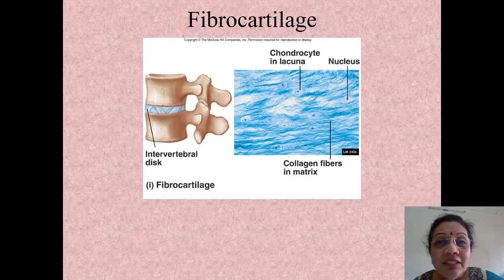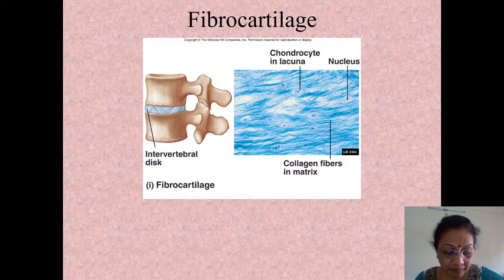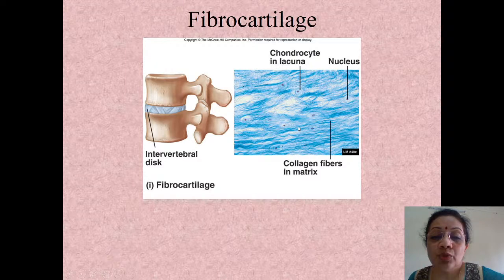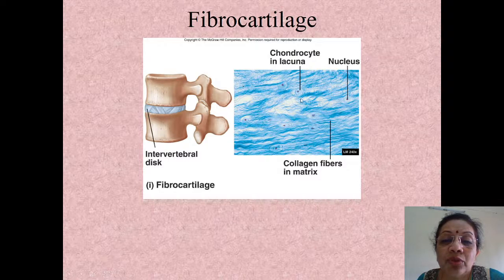The second type of cartilage is fibrocartilage. We said it is rich in fibers compared to cells. So you can see again here we've used a different stain. It's not H&E, not the same stain we had in the earlier slide. And they particularly use a blue stain for the collagen fibers in the matrix. The cells are minimal. You hardly get to see them.